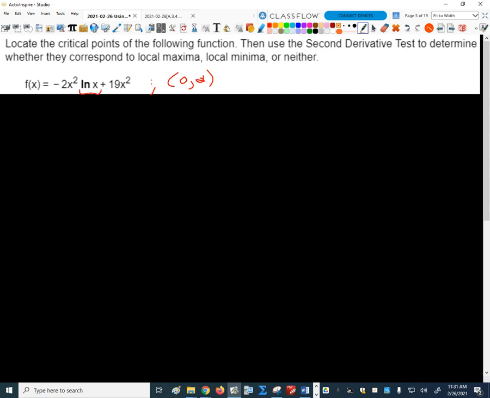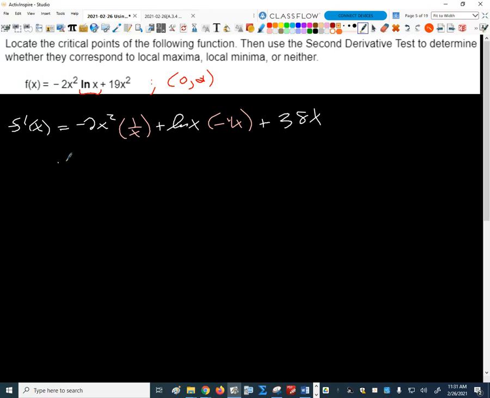Let's take some derivatives then. First derivative. So we've got a product rule, don't we? We've got negative 2x squared times the derivative of log x. What's the derivative of log x? Johan? 1 over x. 1 over x, good. Plus log x times the derivative of negative 2x squared. Well, that's just going to be negative 4x. Plus the derivative of this other term, which is just 38x.